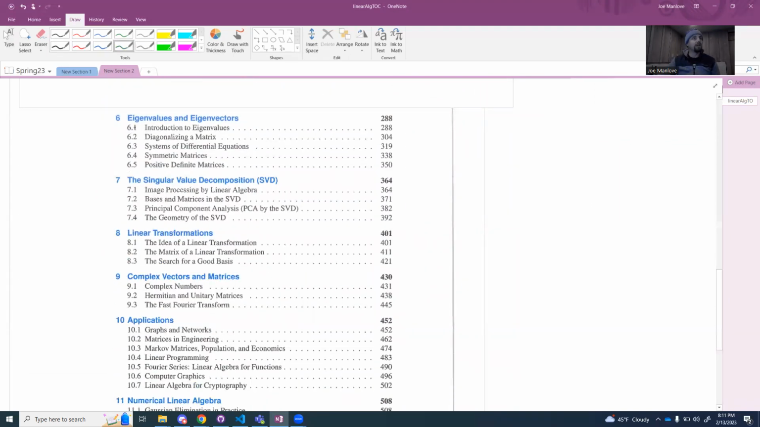Let's see, I definitely need 6.1 and 6.2, so I need eigenvalues. I need systems of differential equations. These other two things are kind of nice, but I don't even always cover them. SVD I don't tend to cover, so I could put that in the take or leave. Let's see, I really like this section 8.1. I like having that be the capstone of the course. If I have time, I get to these other two.